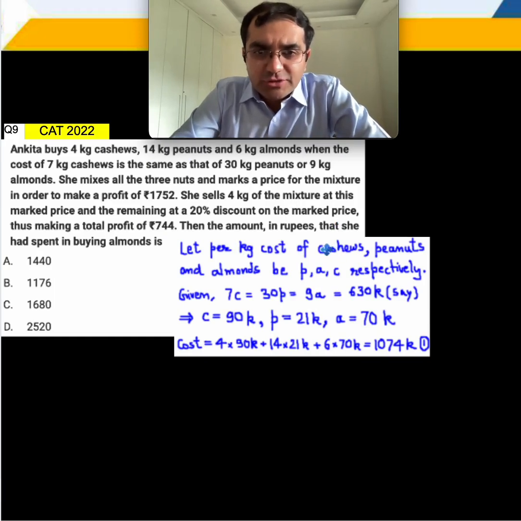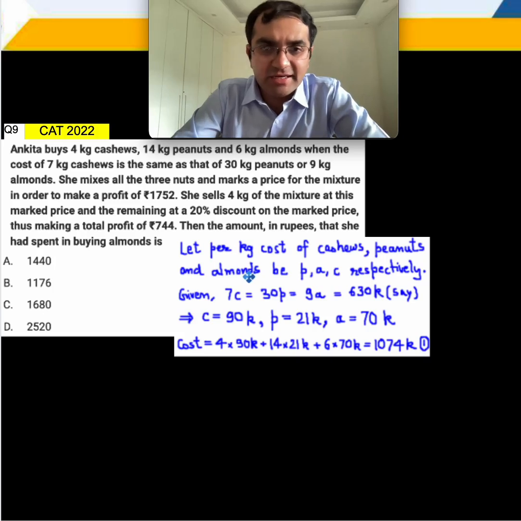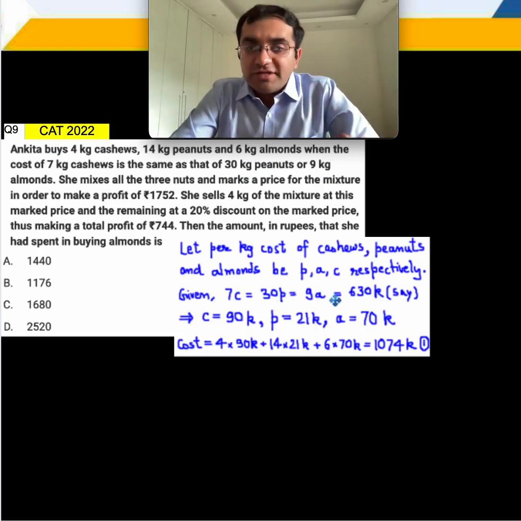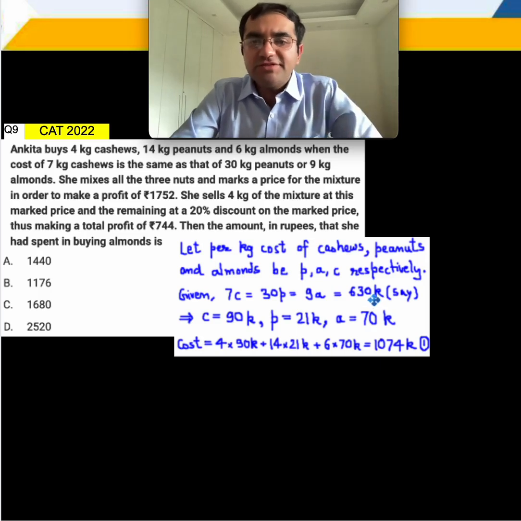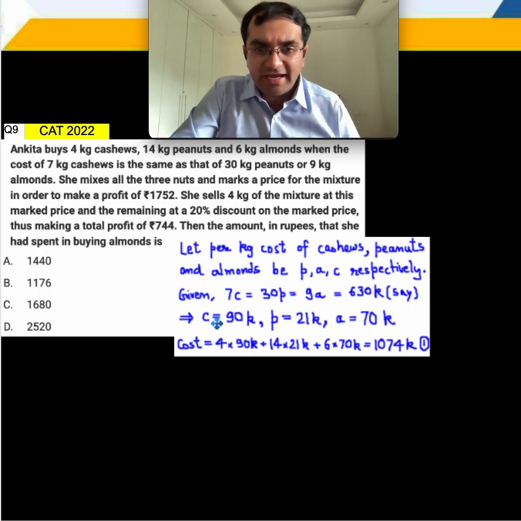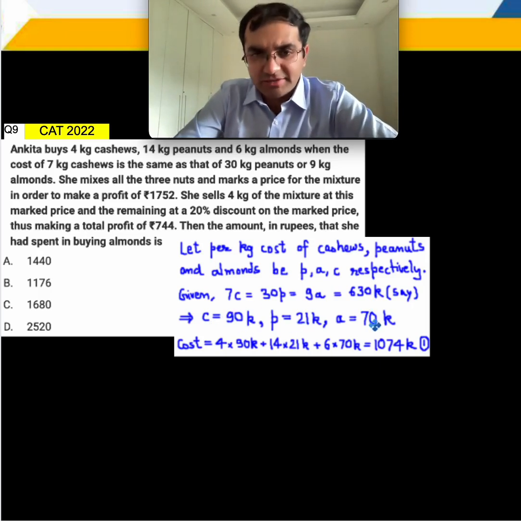सो कैश्यूज़ ले लेंगे C, पीनट्स का कॉस्ट पर केजी P, आमंड्स का A ले लेते हैं. So 7 kg cashews 7C, 30 kg peanuts 30P, 9 kg almonds 9A. Let all of these be equal to the LCM of these values, let's say 630K. So cost of cashews आ गया 630K upon 7, that's 90K. Peanuts आ गया, almonds आ गया.